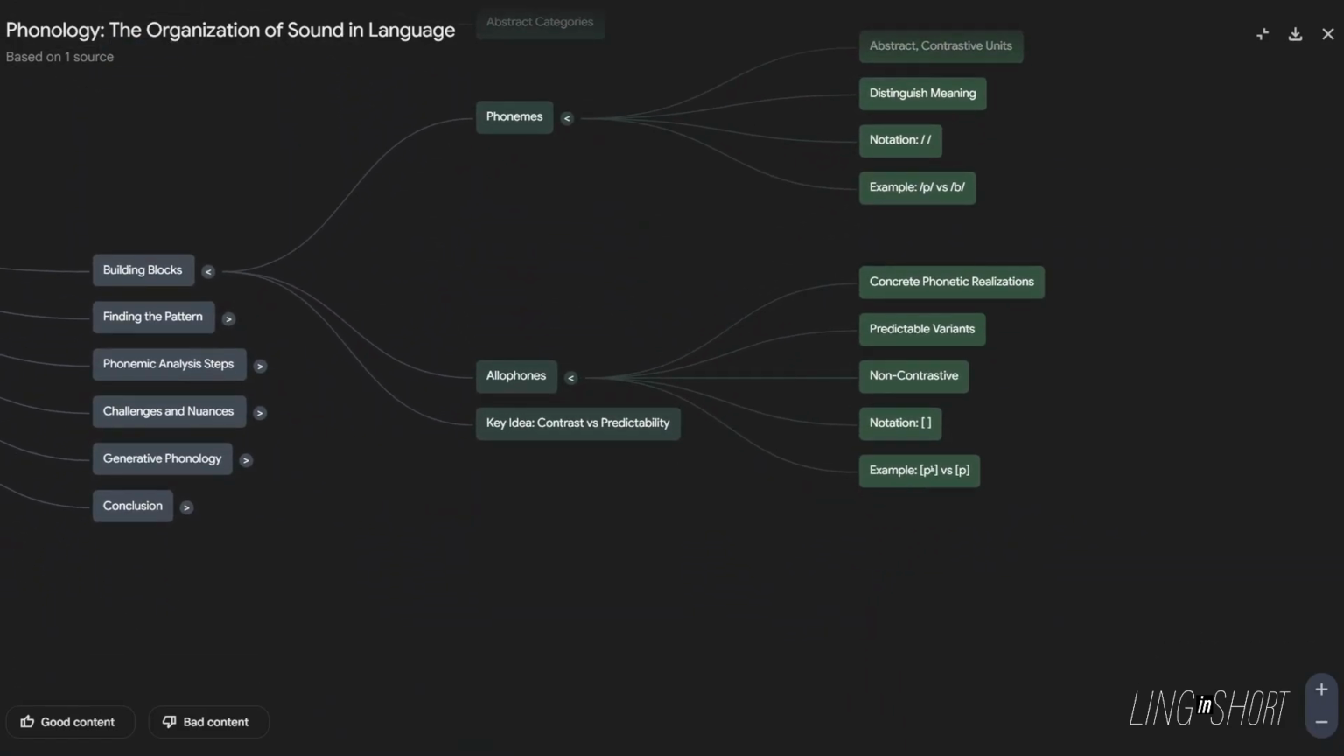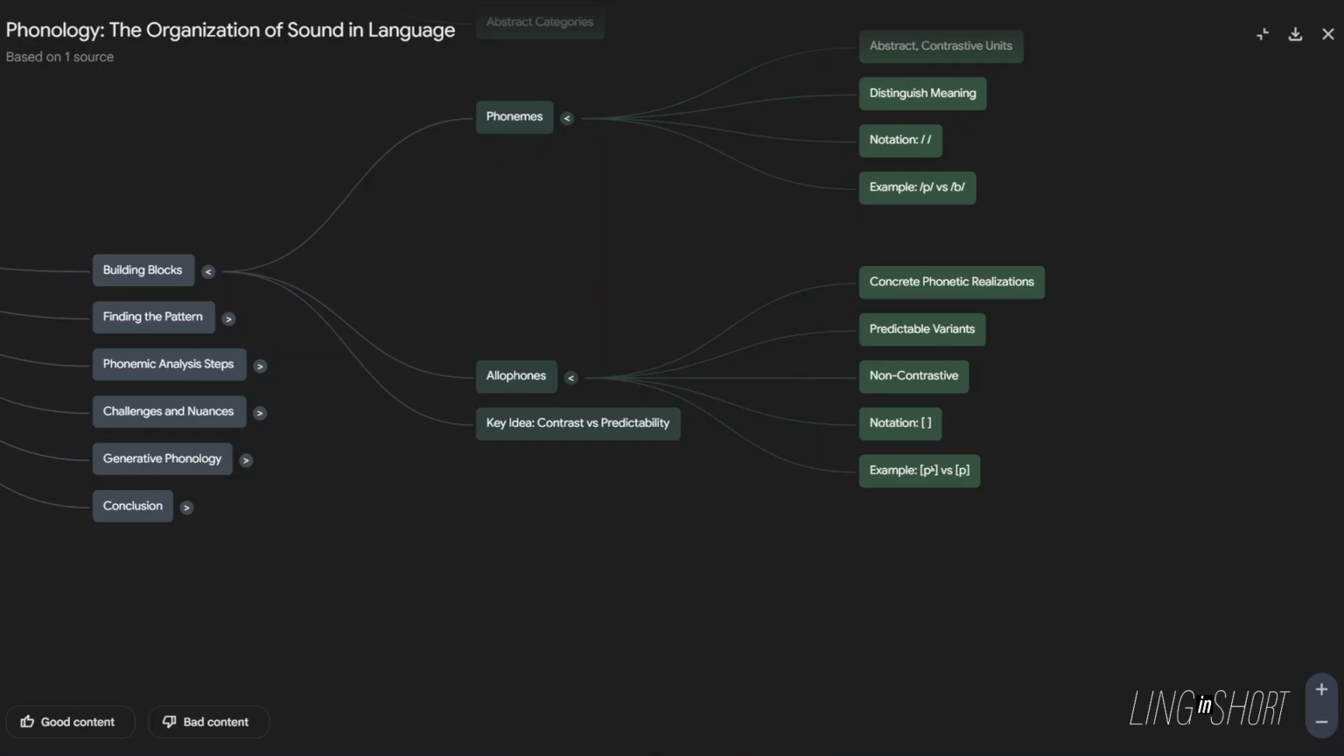Okay, so how do linguists, the language detectives, let's say, figure out which sounds are the fundamental red and blue blocks, the phonemes, and which are just different shades, the allophones? Well, it really all boils down to looking at two main things: contrast and predictability. Contrast and predictability. Okay.